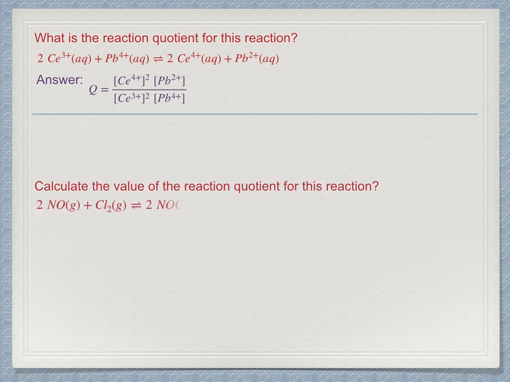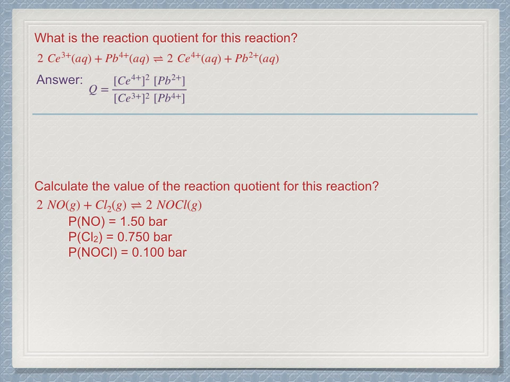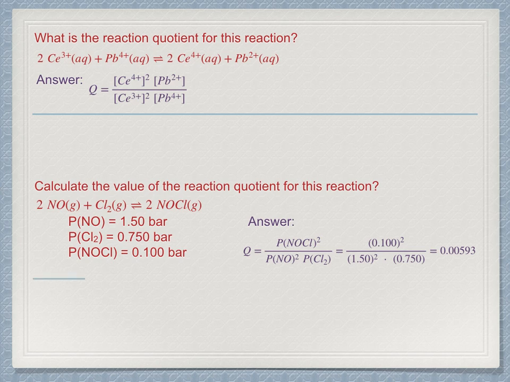For the second expression, all species are in the gas phase. Pressures are all given in bar, and without any other instructions, we can assume that our reference standard condition is 1 bar. We put in the numbers, but the reaction quotient has no units. Remember products over reactants. Remember the stoichiometric coefficients for the exponents, and a brief calculation produces the result of 0.00593.